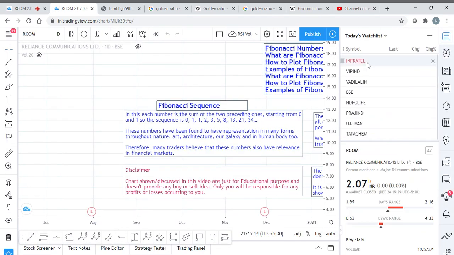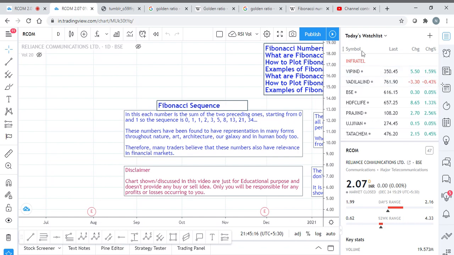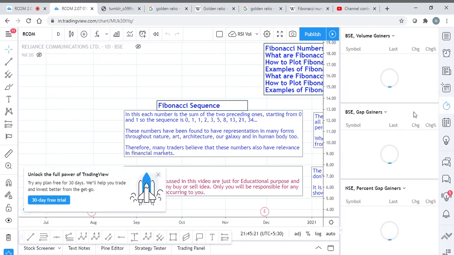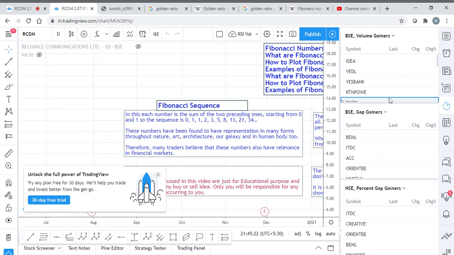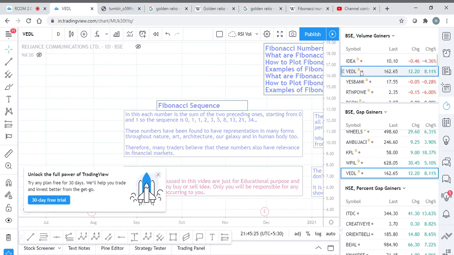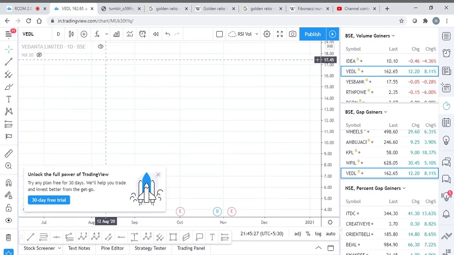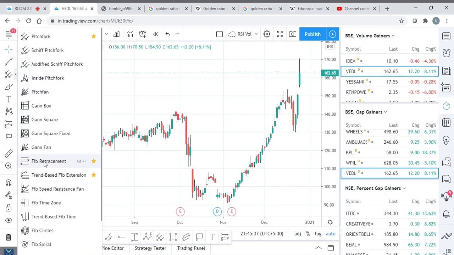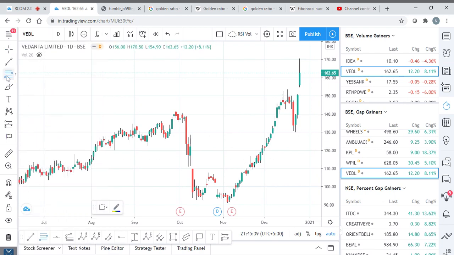Let's check one of the charts and try to plot Fibonacci on it. Maybe I'll take one from here, not from our watch list. I'll take Vedanta Limited. This is the chart, and this is the TradingView charting tool, where you can see the Fibonacci retracement tool available here.